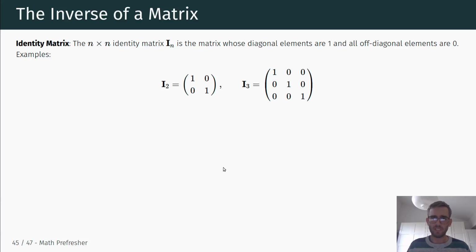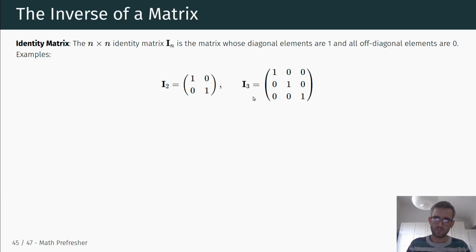It's always a square matrix, so an n by n matrix, denoted as I_n. And it's the matrix whose diagonal elements are all ones, and all the off-diagonal elements are all 0. So here's a 2 by 2 identity matrix with ones in the diagonal and zeros in the off diagonal. Here's a 3 by 3 identity matrix, again just ones in the diagonal. All off diagonals are zeros, and you can think of this matrix as kind of the one.